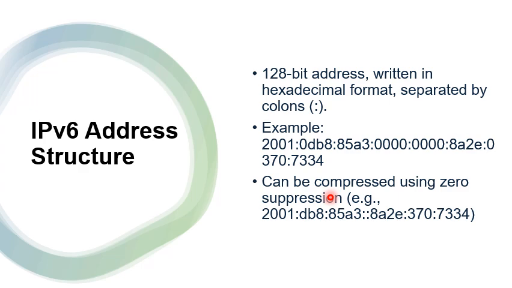Since these addresses are quite long, we can simplify them using zero compression. Any continuous block of zeros can be replaced by double colons. However, this can be done only once in an address. So, in our example, the compression will look like this. This makes it easier to read and use. And now that we understand the structure, let's move on to the different types of IPv6 addresses.